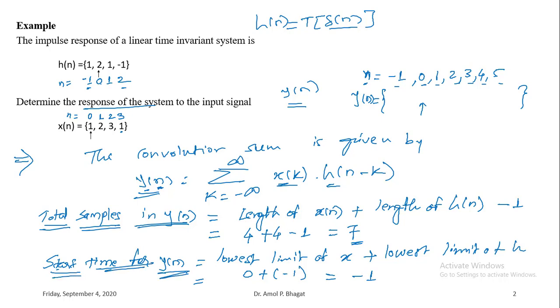Next, we'll identify the actual sample values in the given sequence. For that purpose, we use the convolution summation formula. This is the convolution formula that we are writing: y of n equals the summation from k equals minus infinity to infinity of x of k into h of n minus k.